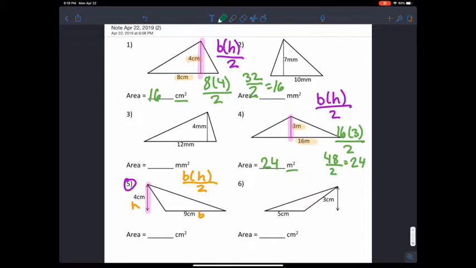So base times height divided by 2. And we're going to do 9 times 4. I'm going to underline that so you can see it. 9 times 4 divided by 2. 9 times 4 is going to be 36 divided by 2, and that's going to be 18. So your answer for this one is 18 centimeters squared.